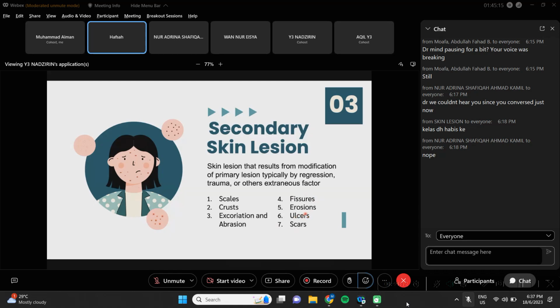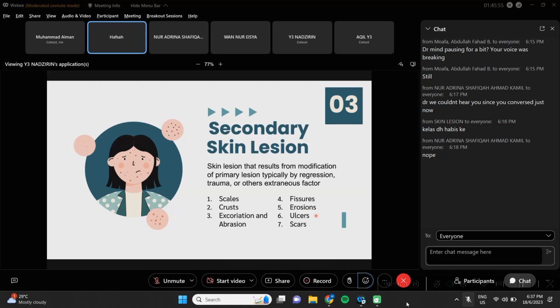Erosions. Again, erosions. If you have, for example, Stevens-Johnson syndrome, or you have blistering diseases, it could be a tense bulla as a primary lesion, and when the blister ruptures, it becomes eroded. You can see erosion, okay? But is the erosion part of a blistering disease, or is it because of friction, for example in pressure sores, early pressure sores, okay? Ulcers. So ulcers are basically deeper erosions, okay?